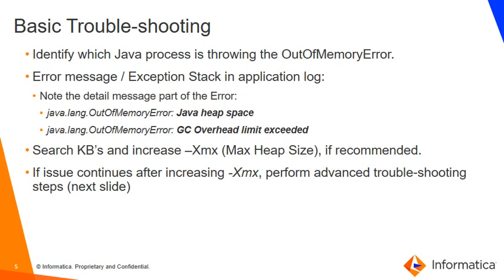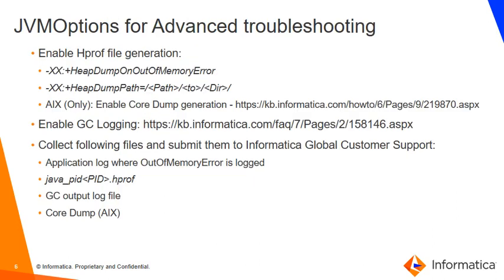The next step is to search for known issues or known configuration changes related to this Java process. So search the Informatica knowledge base articles with the error message and the use case and check if there are any recommendations for Java memory tuning. For example, if the Xms is to be increased. If so, implement the recommendations in the knowledge base articles, restart the application and perform the same activity again. If the issue continues even after implementing the recommendations, perform these advanced troubleshooting steps.